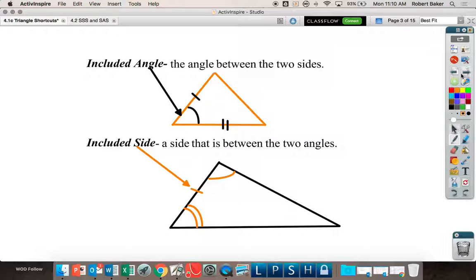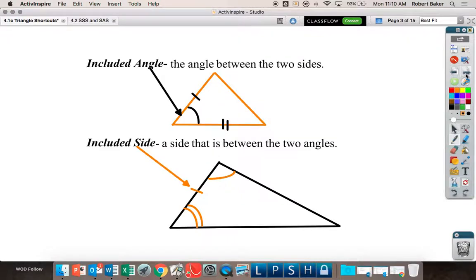This angle is between these two sides, so specifically it's called an included angle. It works the other way. I have these two angles marked, and this side is marked, so that side is between two angles. It's called an included side.